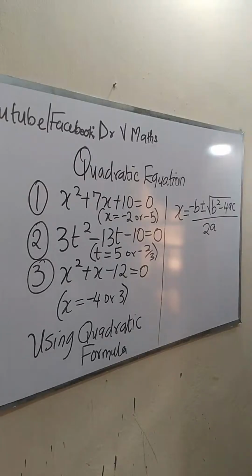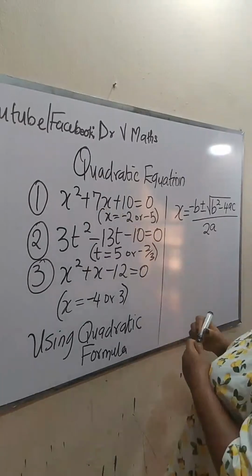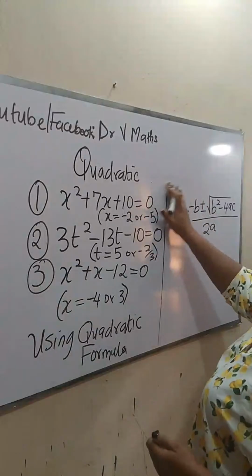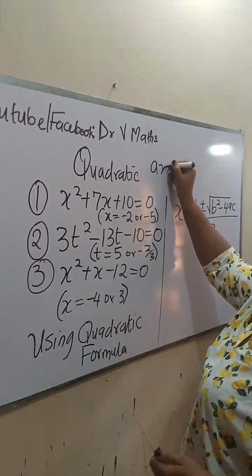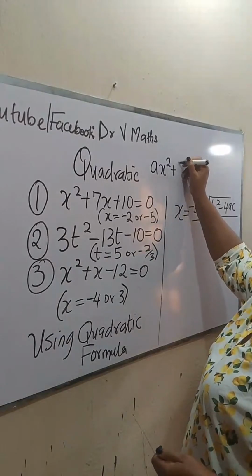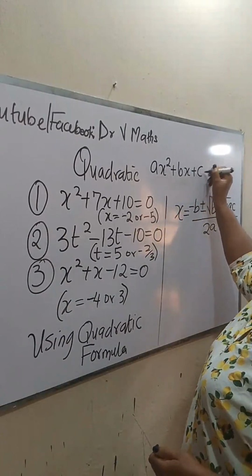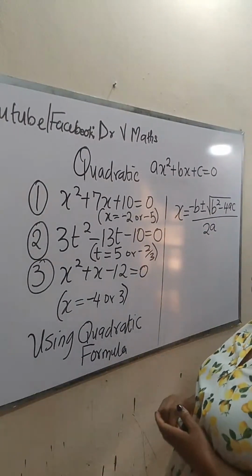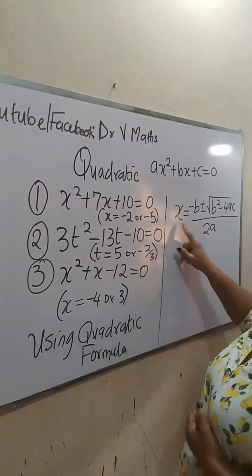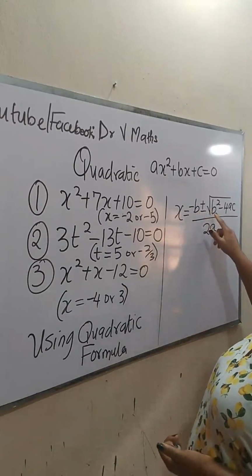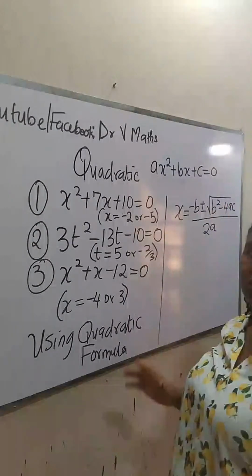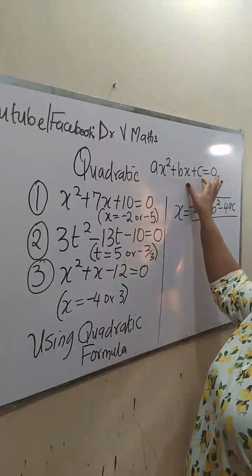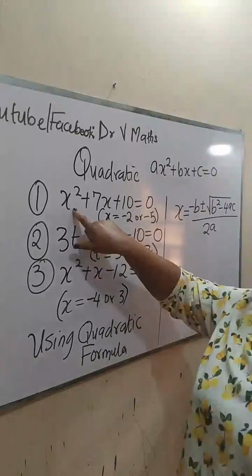So let me go ahead. Now we want to solve this first equation. Remember that the standard form of a quadratic equation is ax squared plus bx plus c equal to 0. The quadratic formula states that x is equal to minus b plus or minus the square root of b squared minus 4ac, all over 2a. If you're asking where you get this a, b, c from, it's from the standard form of a quadratic equation. Here we have x squared.